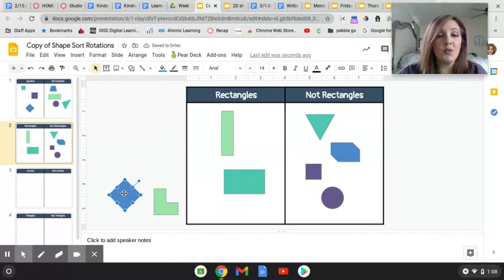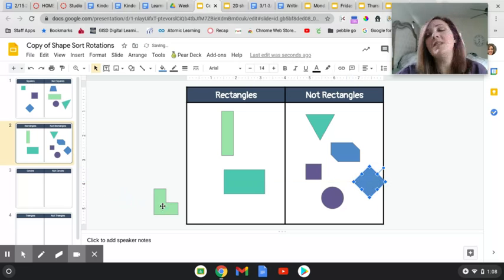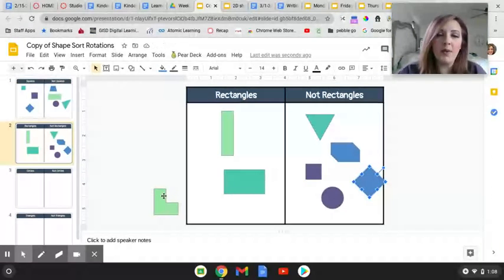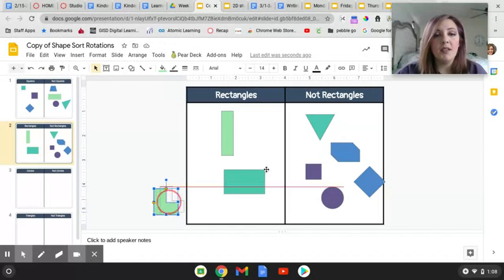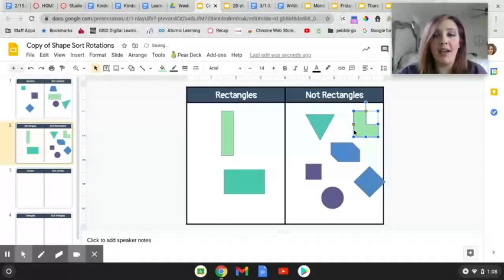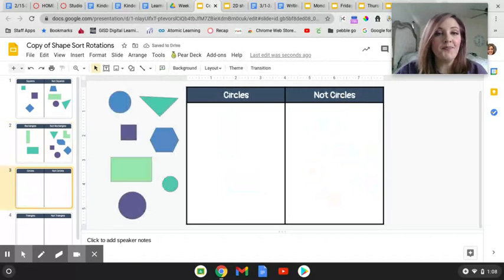This one is a square. All the sides are the same length. This one is a tricky shape. It does have a rectangle shape to it, but it also has this extra part. So let's move that to the not rectangle side. Let's look at our next one.